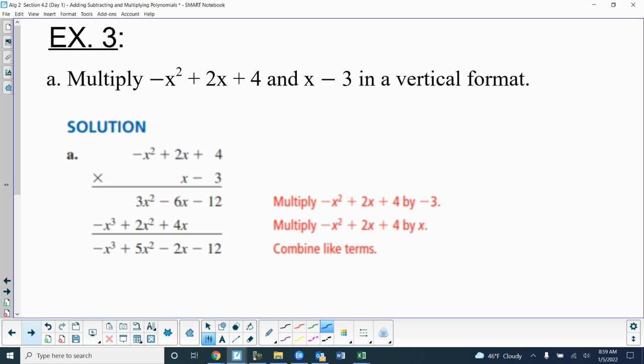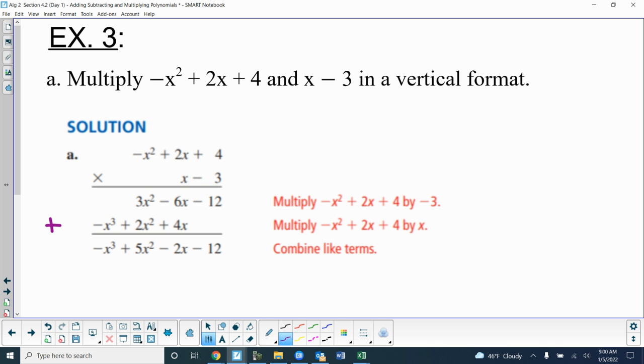The -3 times the 2x is -6x. The -3 times the 4 is the -12. All right. Then they take the x times the -x squared and get -x cubed. They put it out here a little further because of holding that x cubed spot. And then they go x times the 2x to get the 2x squared. Now these line up. And then the x times the 4x lines up with the 6x. And then from here, you just combine like terms. Okay, basically it's addition.